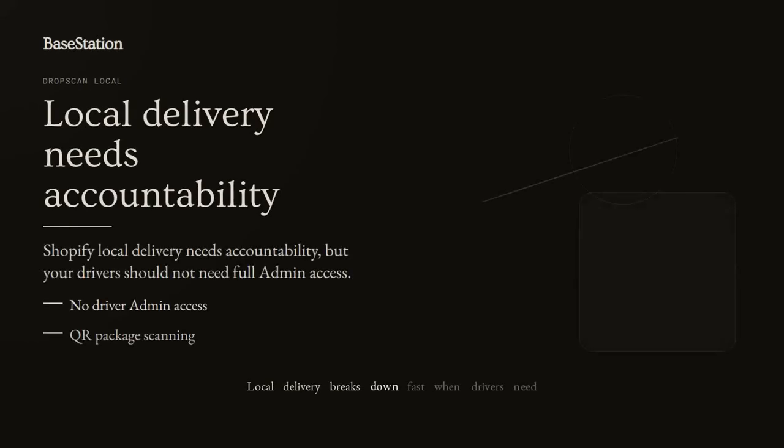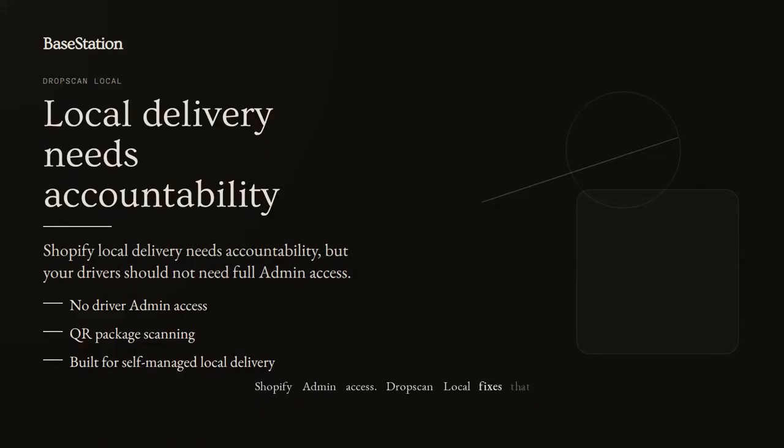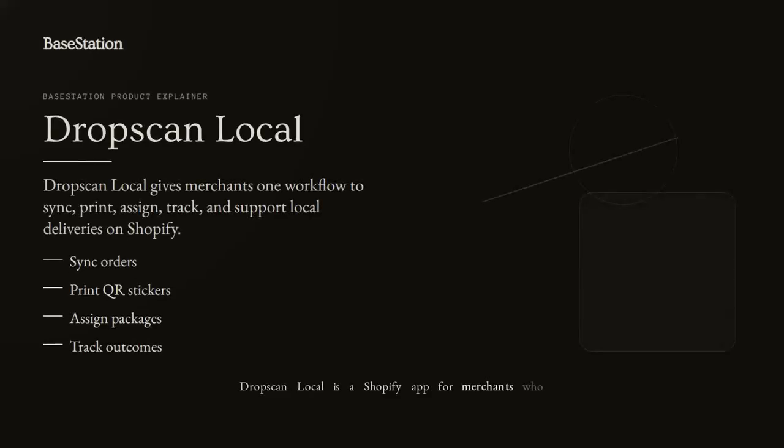Local delivery breaks down fast when drivers need package accountability, but should not get full Shopify admin access. Dropscan Local fixes that gap with QR stickers, assignment controls, delivery tracking, and status sync built for self-managed teams. Dropscan Local is a Shopify app for merchants who run local deliveries with their own staff or gig drivers.